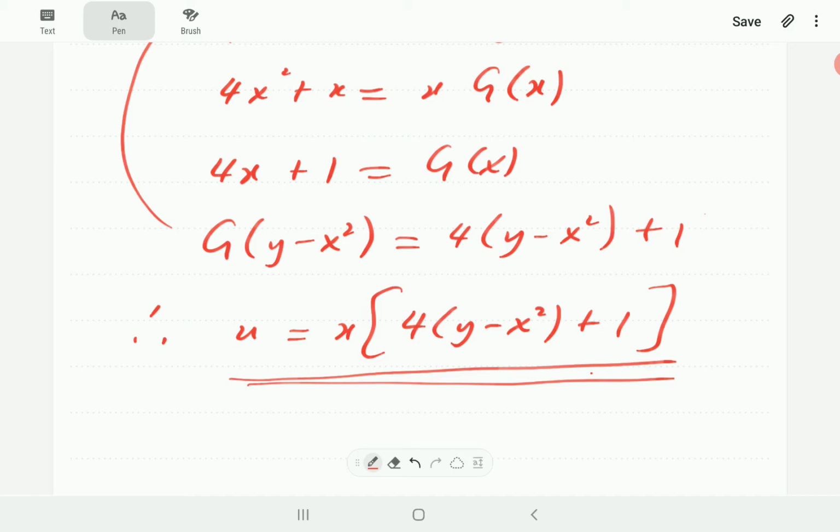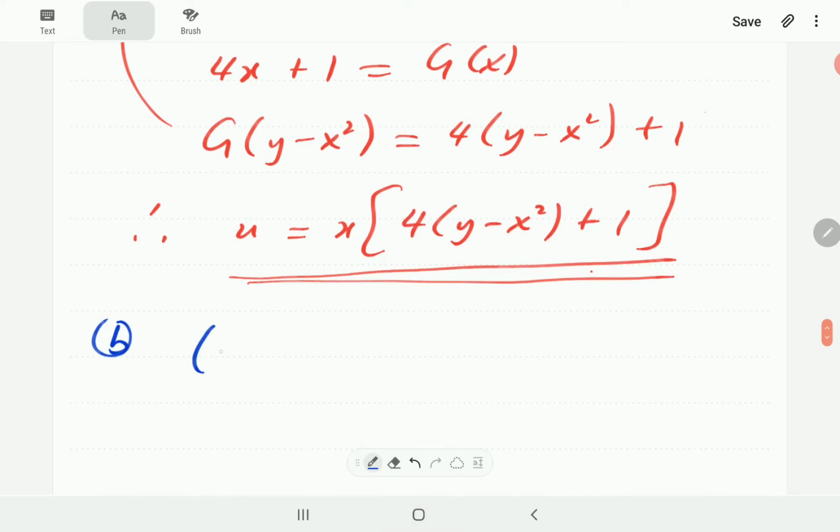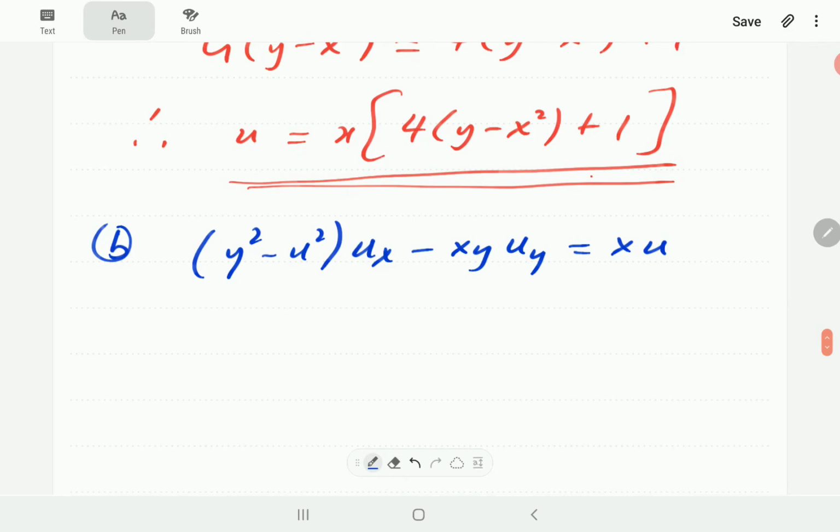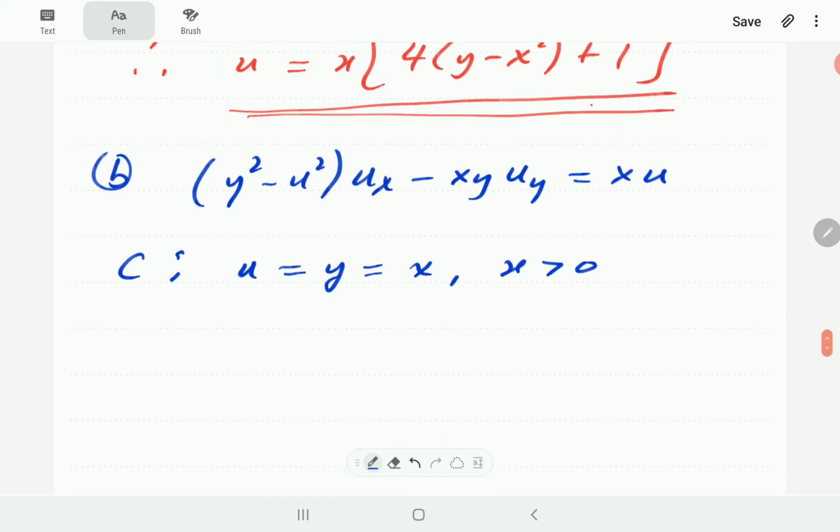Okay, so we're going to look at another example. So let's call this one example number B. Suppose this time we have y squared minus u squared u_x, minus xy u_y is equal to xu, and the curve of interest is u equal to y equal to x for x greater than 0. This is just a straight line, of course.